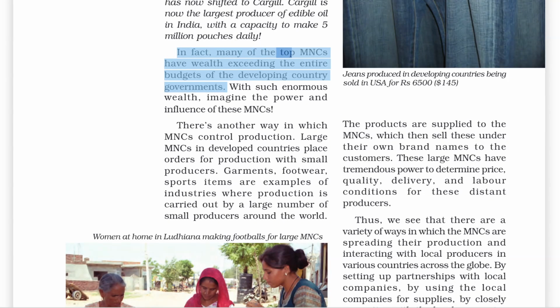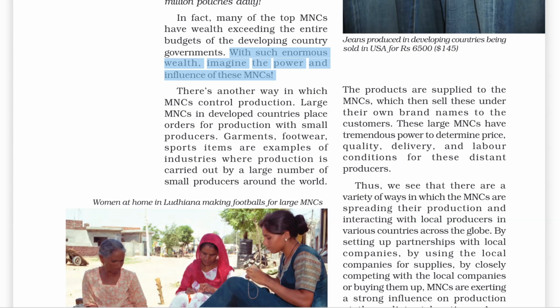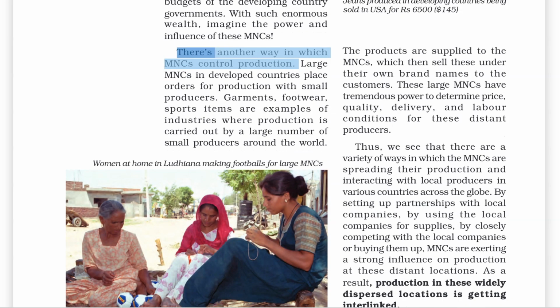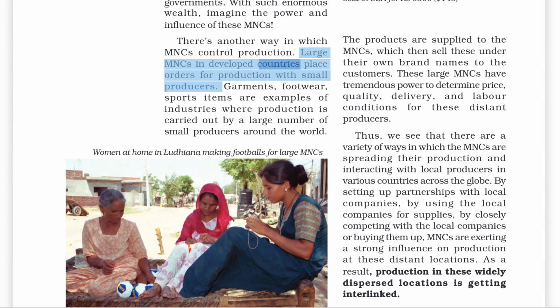In fact, many of the top MNCs have wealth exceeding the entire budgets of the developing country governments. With such enormous wealth, imagine the power and influence of these MNCs. There's another way in which MNCs control production. Large MNCs in developed countries place orders for production with small producers.